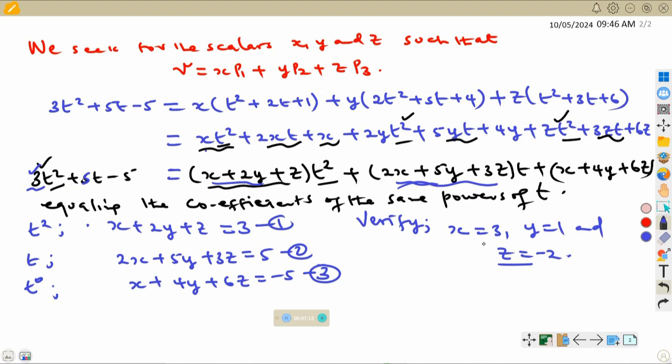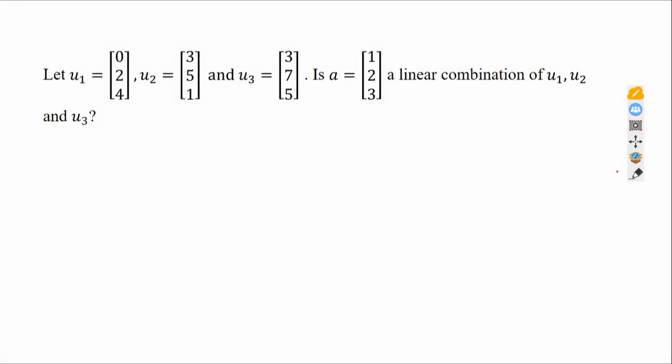So if you get the values of x, y, and z, you will therefore say that V can be written as a linear combination of P1, P2, and P3 as 3P1 plus y, y is 1, that is P2, minus 2P3. And this, you will have shown that V can be written as a linear combination of P1, P2, and P3. Next, we will try out this question here.